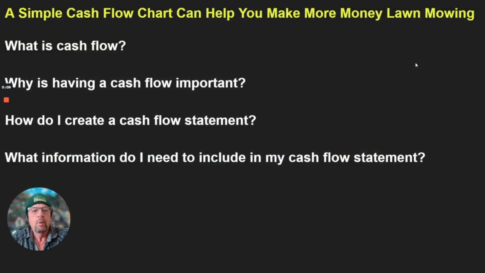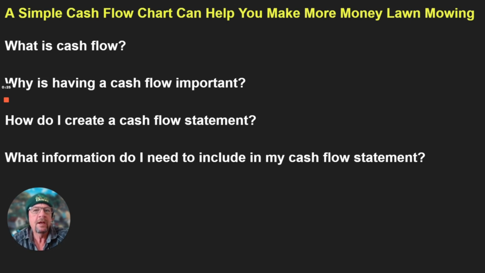Hello lawn mowing people. What I'm going to talk about today is how a simple cash flow chart can help you make more money mowing lawns. And I'm just going to cover a few of the main points here, and then I'll take you into cash flow and show you how I work my way around one.